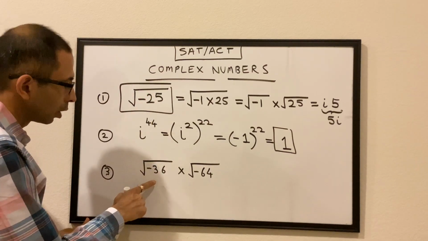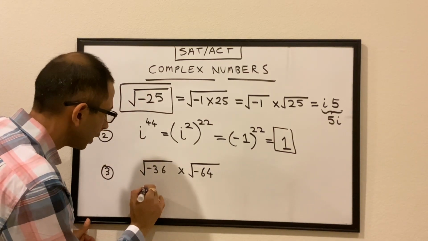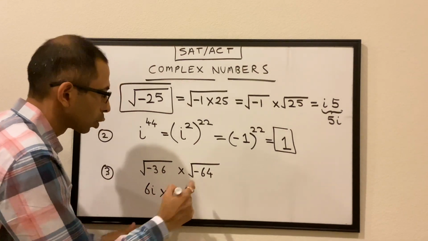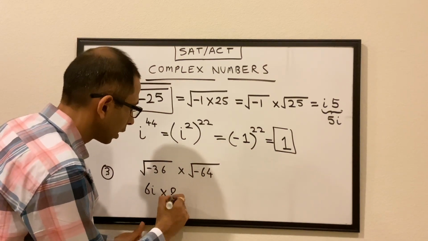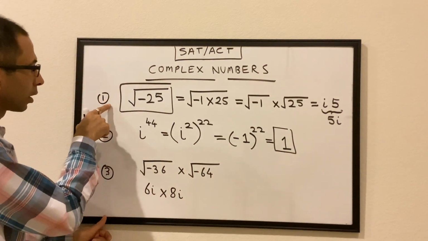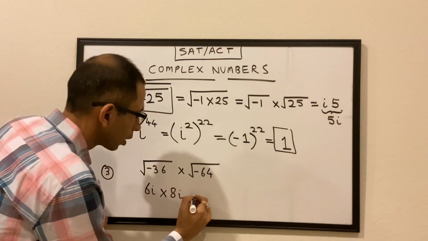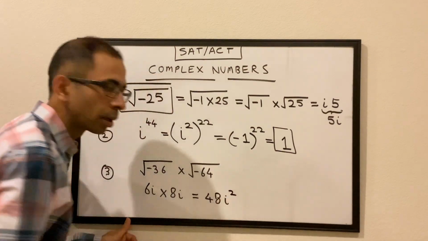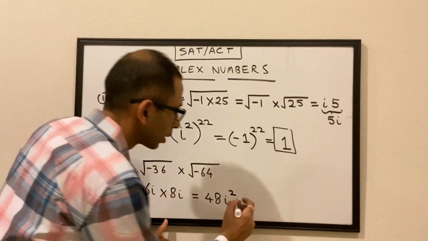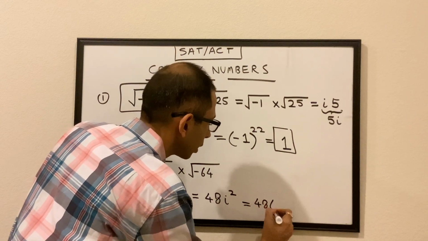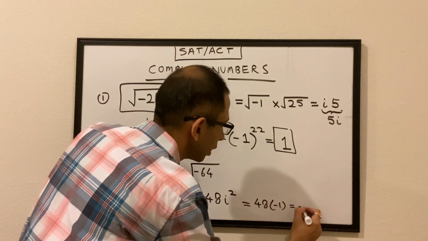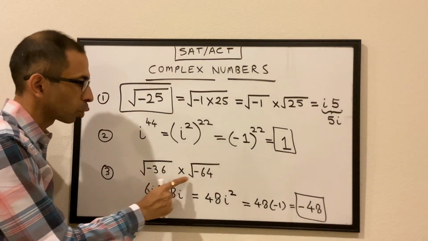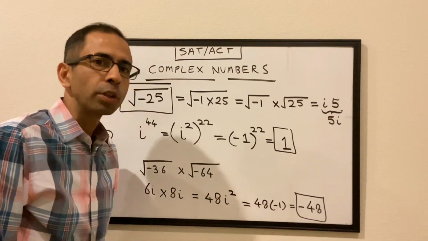Again with the same logic, the square root of minus 36 would be nothing but 6i, times the square root of minus 64, which would be 8i. I'm referring to what we have done in question 1. So this will become 48i square, and i square itself is negative 1, so it becomes 48 times negative 1, or essentially negative 48. So the square root of minus 36 times the square root of minus 64 is nothing but minus 48.